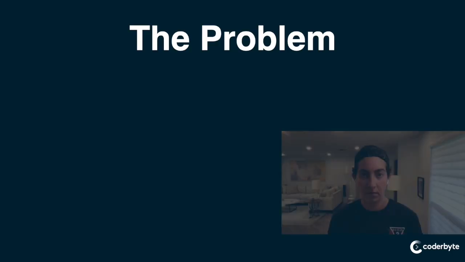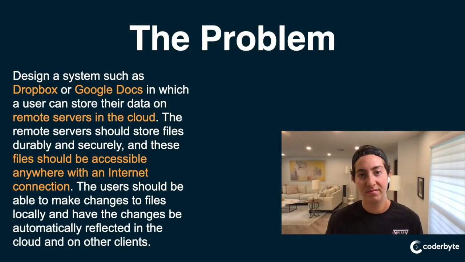Let's go. The problem. Design a system such as Dropbox or Google Docs in which a user can store their data on remote servers in the cloud. The remote servers should store files durably and securely, and these files should be accessible anywhere with an internet connection. The user should be able to make changes to files locally and have the changes be automatically reflected in the cloud and on other clients.